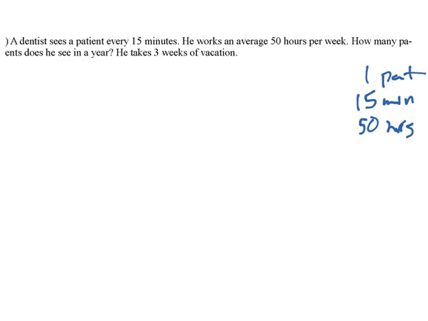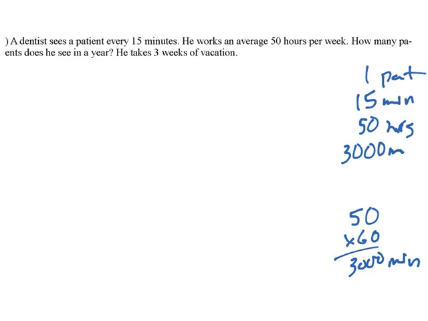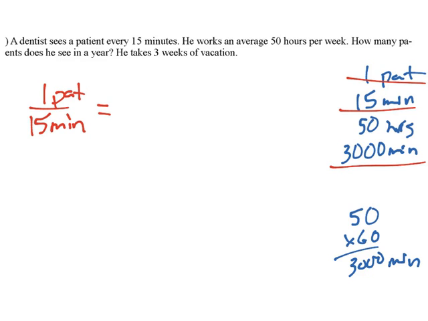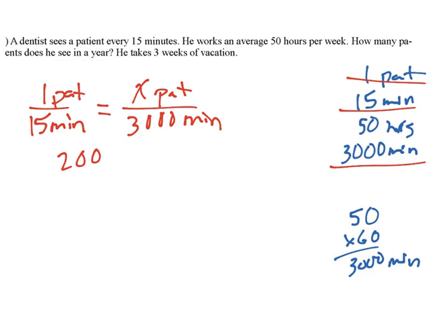Now we could take the 50 hours and convert this to minutes, and now we have things in the same unit again, so we can work with this. So if he sees 1 patient every 15 minutes, we want to know how many patients he will see in 3,000 minutes. Okay, cross multiply, divide, solve for x, and we'll see that in 3,000 minutes he sees 200 patients.